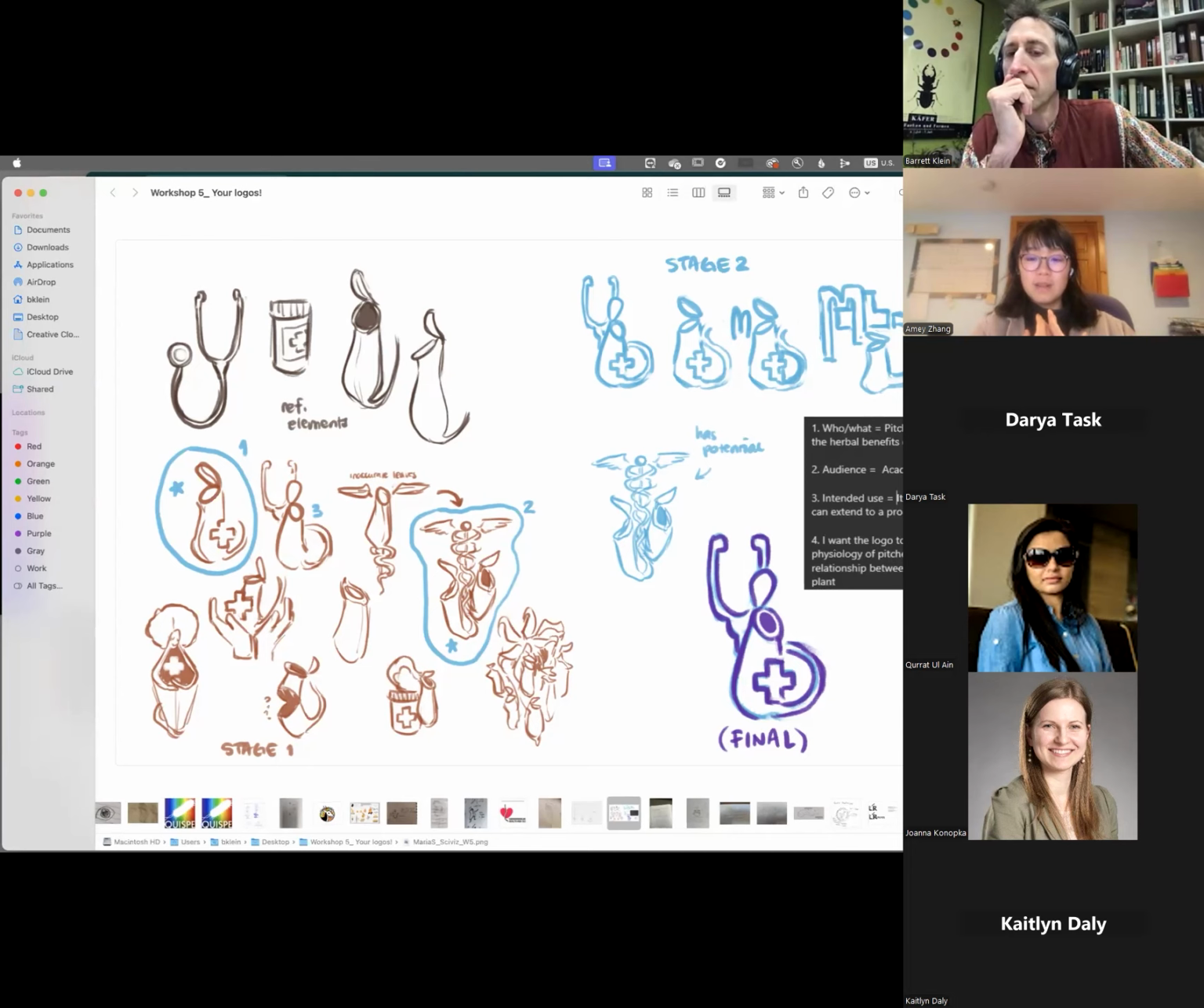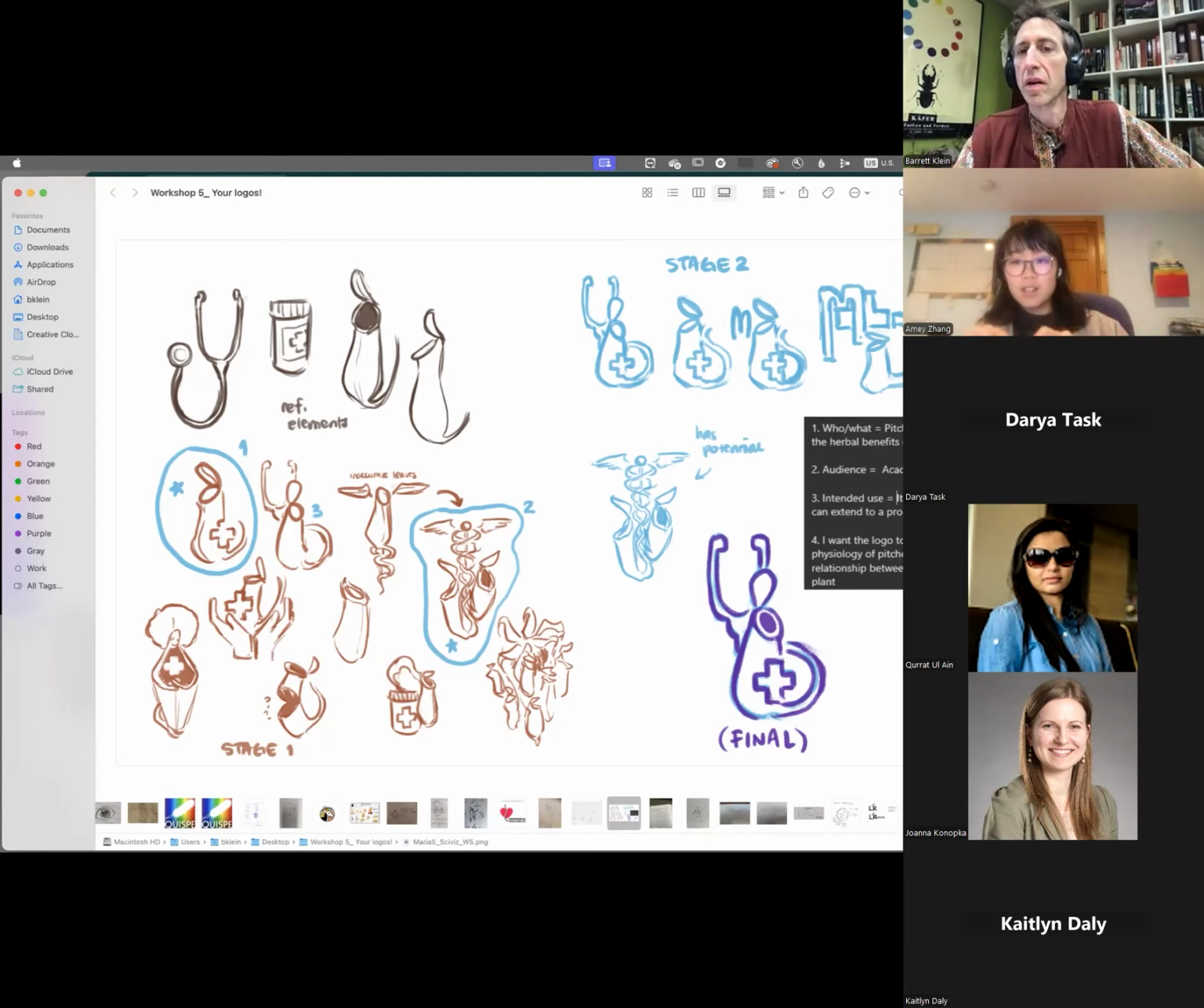When I see the bag of the pitcher plant, I'm thinking about an IV bag. That shape evokes that feeling for me. And I'm maybe wondering whether you want your feeling to be very pharmaceutical, in which case that could work with a slightly more detailed pitcher plant, or whether the goal is to generate interest and make pitcher plants seem super cool.